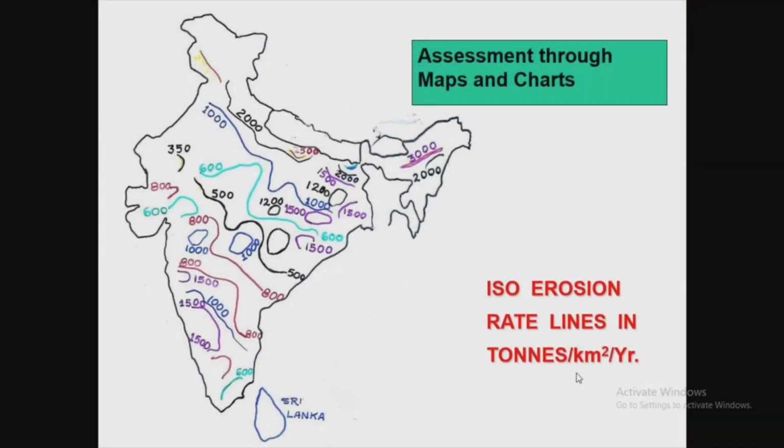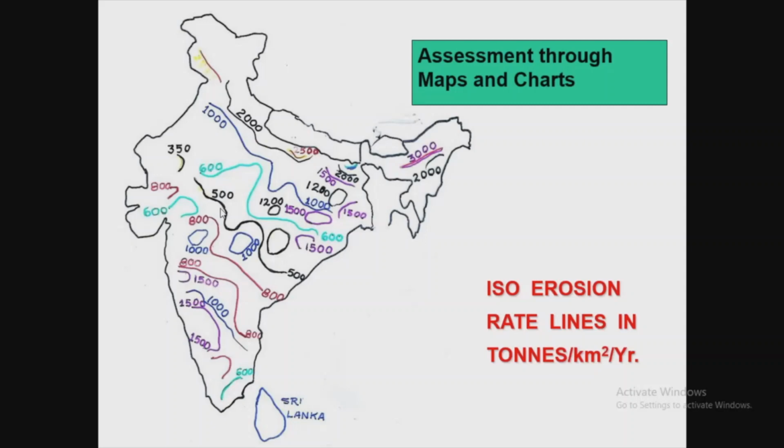Now the first method I was telling is the assessment through maps and charts. You can see this is a map of India. So iso-erosion rate lines are there, and this is measured in tons per kilometer square per year. So this much tons of sediment is deposited in, suppose this is the Madhya Pradesh area. Normally, you check the line where your city is falling. Suppose Gwalior is somewhere here, so you can check that in my area the erosion rate is 500 tons per kilometer square per year.